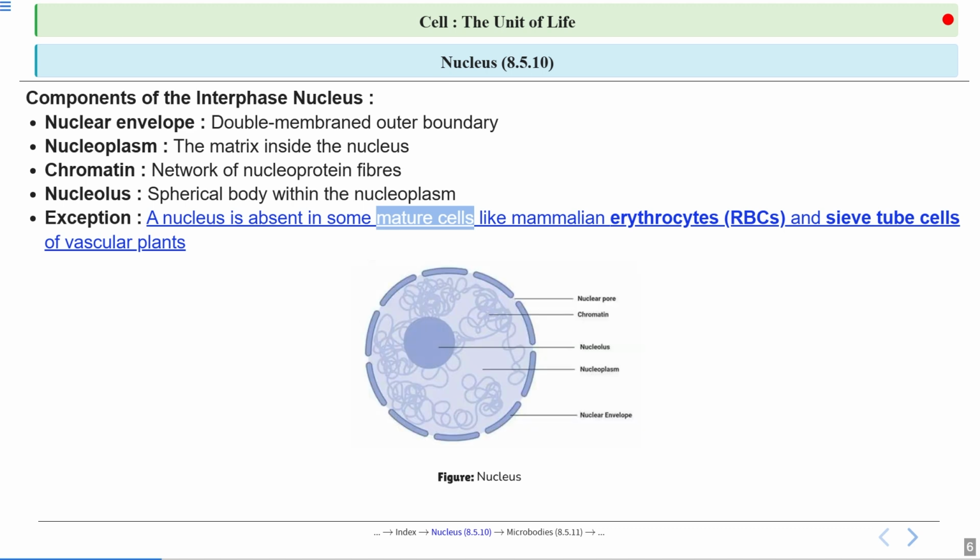Again, here you can see the structure of the nucleus. This is the nucleoplasm, which is the matrix. Then the nucleolus is present. This is a region within the nucleus. Here you can see the nuclear pores in the nuclear membrane. This is the nuclear envelope, also known as the nuclear membrane. Here these are the chromatin fibers. What is chromatin? This is the DNA in the condensed form.